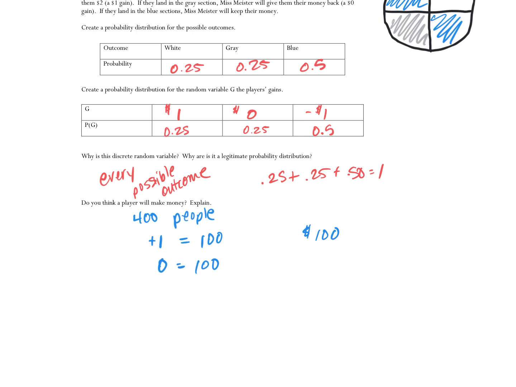Why is Miss Meister out? Oh, and if this is Meister, this would be a negative 100 because I'd be losing it. How many people are going to lose $1? 200. So you're absolutely right. I'm going to have to pay some people back, but I'm still walking out of here $100 richer. I don't care. It's still only $1 to me.